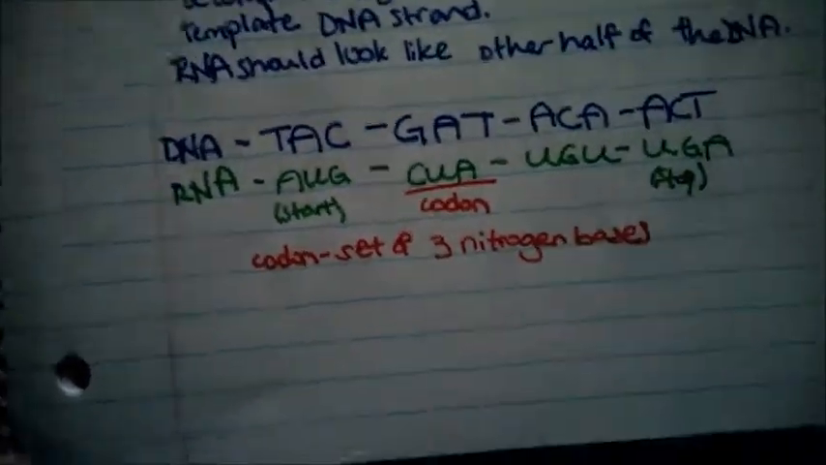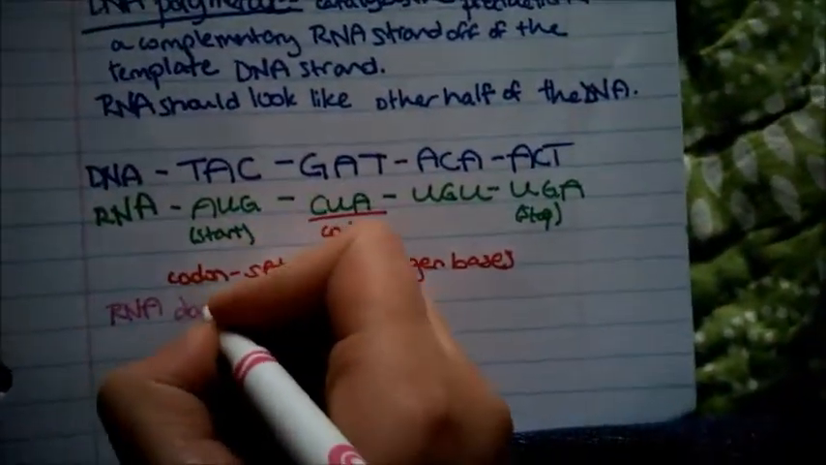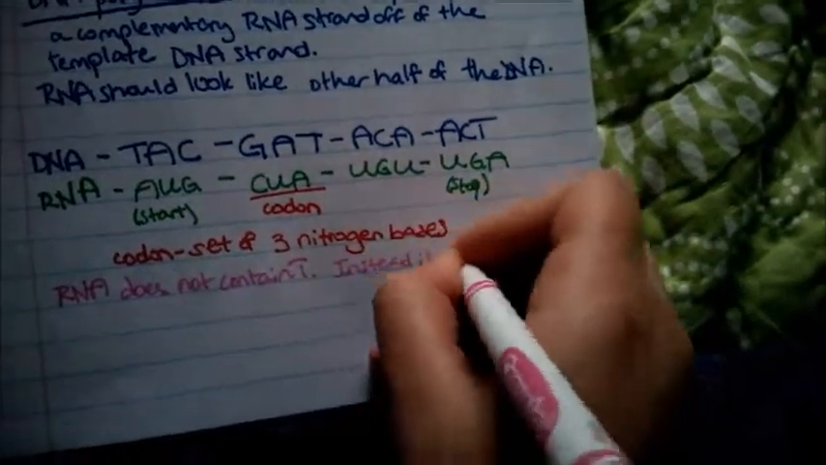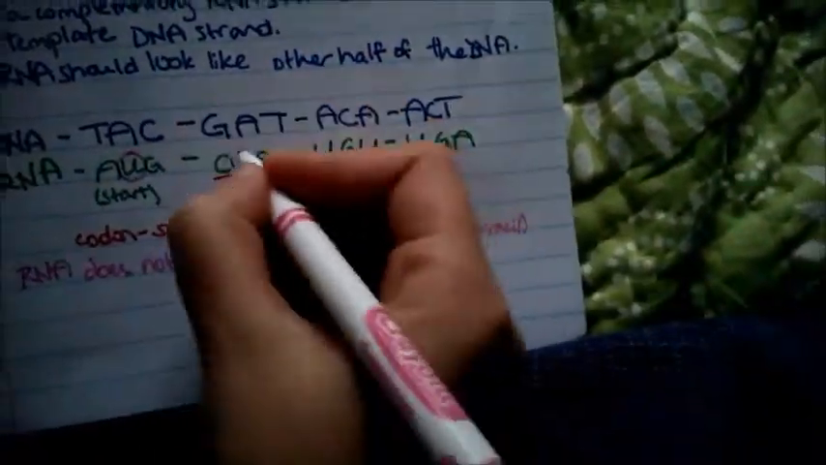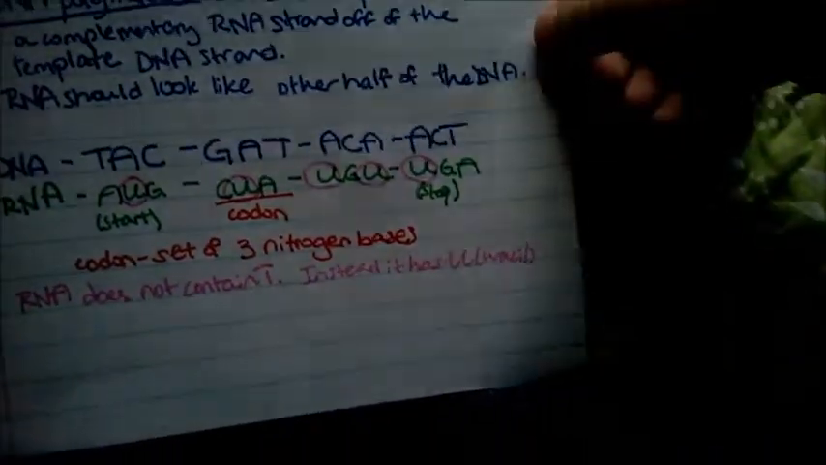Each 3 letters, or 3 nitrogen bases, is called a codon. The RNA does not contain T, thymine. Instead, it will have U, which is uracil. That's circled. See? So that was transcription, and now we're moving on to translation.